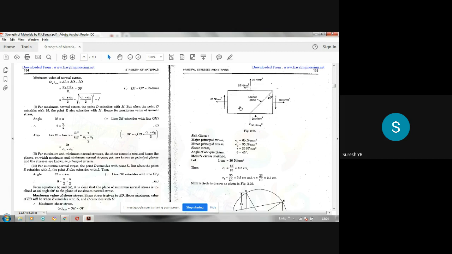So one type of problem is this is given. That means this sigma x is given. For example, here sigma x is 65 Newton per mm square. It is tensile. So tensile stress is taken as positive, compressive stress is taken as negative. Then this is sigma 2, which is nothing but your sigma y. Okay, so this is sigma x. Sigma x is 65 Newton per mm square tensile. Sigma y is also tensile. It is 35 Newton per mm square.